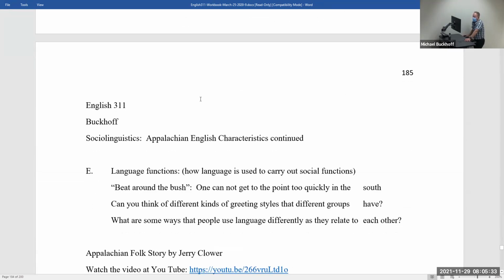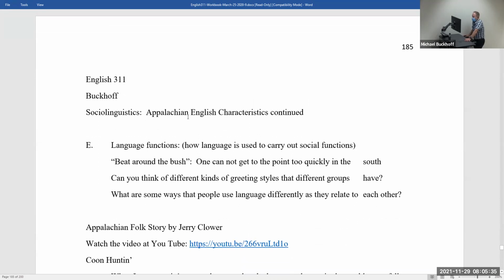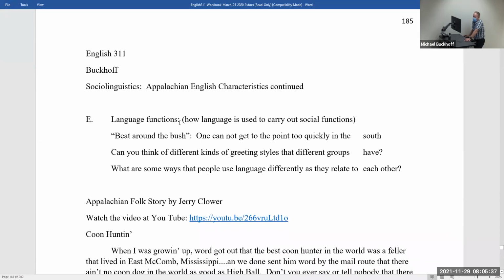Okay. We have Appalachian English characteristics. It says how language is used to carry out social functions. So this is different from you guys. If you move to the South, you beat around the bush. You cannot get to the point too quickly. You should not be too direct. You can't just knock on somebody's door and say, are you interested in buying insurance? It doesn't work like that.